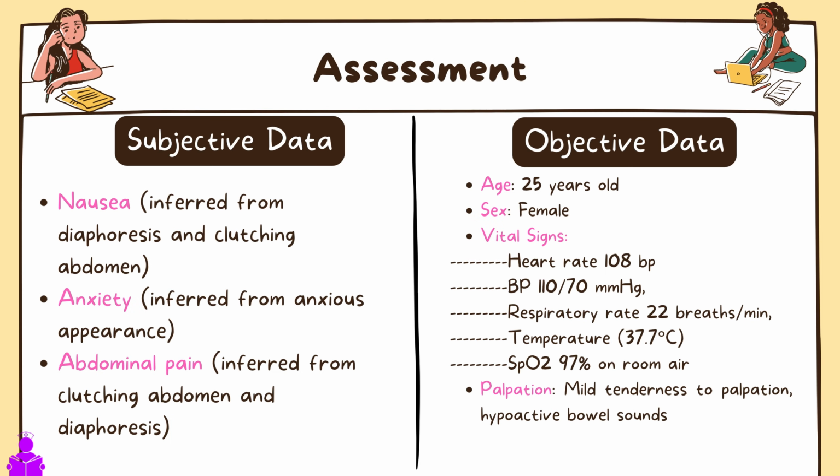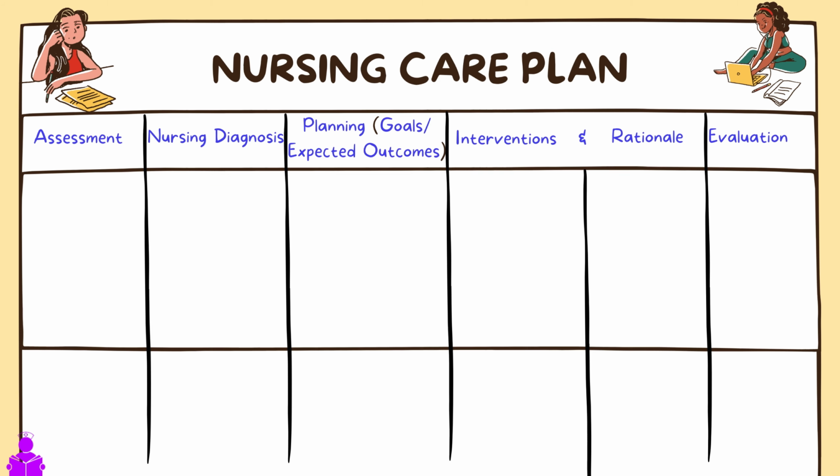Under our assessment, we are going to get subjective and objective data, which we have already covered, which means you know what it means. So from this assessment, then we are able to draw our nursing care plan. So our nursing care plan is going to be having 6 columns.